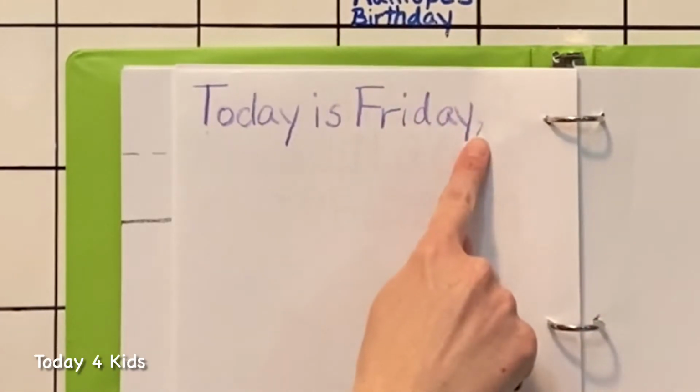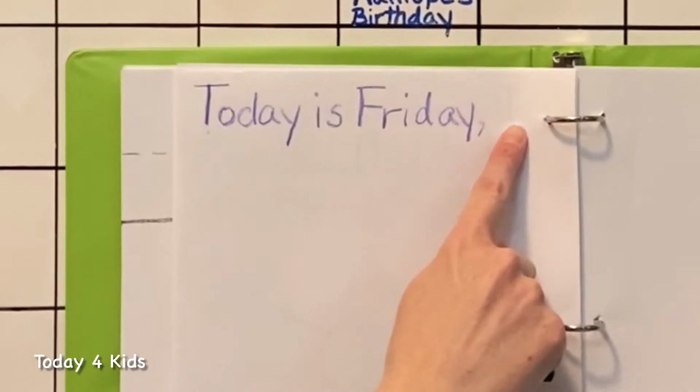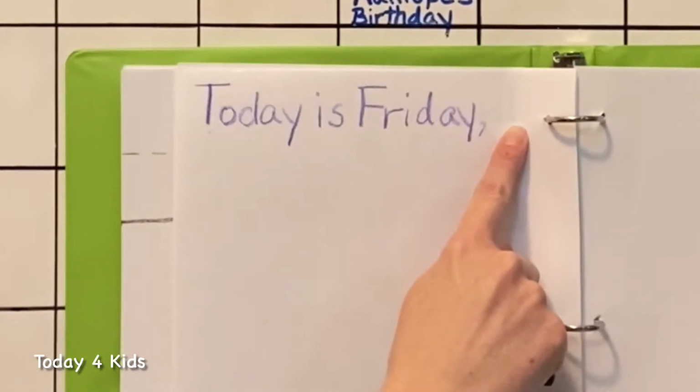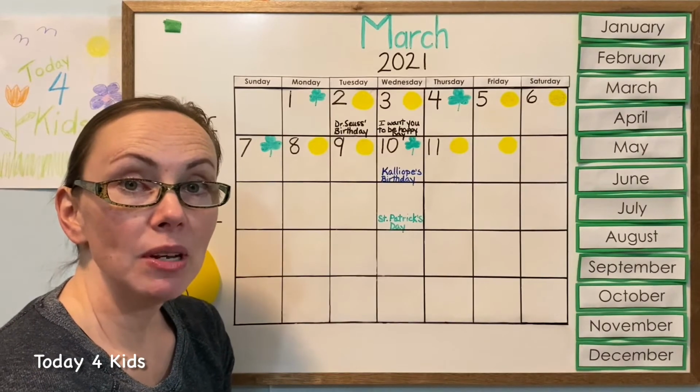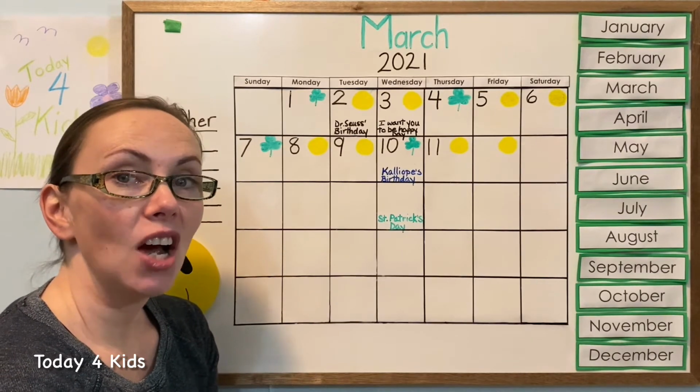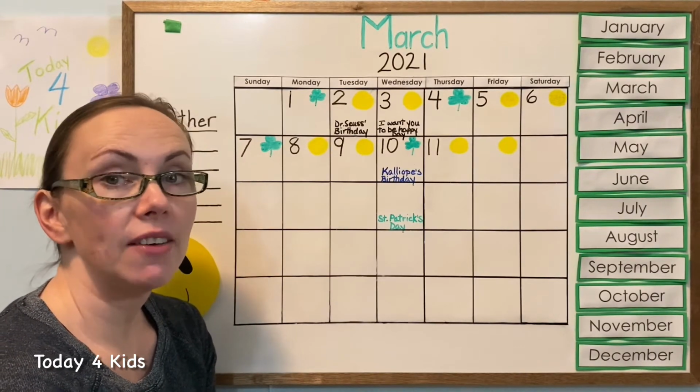And that comma reminds us to pause before we say our next word. And the next word is going to be the month. And do you remember how many months there are in the year? Let's count them up and say their names together. It's okay if you don't remember them all yet.